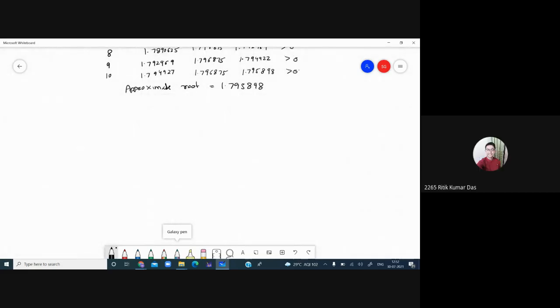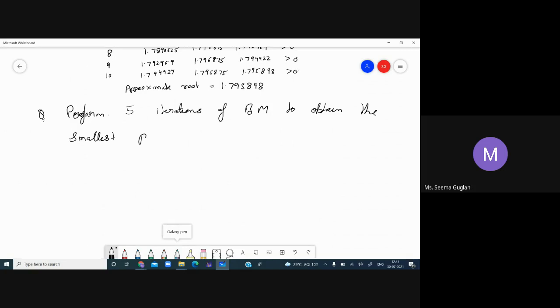Yes, ma'am. So now suppose we are given: perform 5 iterations of the bisection method to obtain the smallest positive root of the equation.